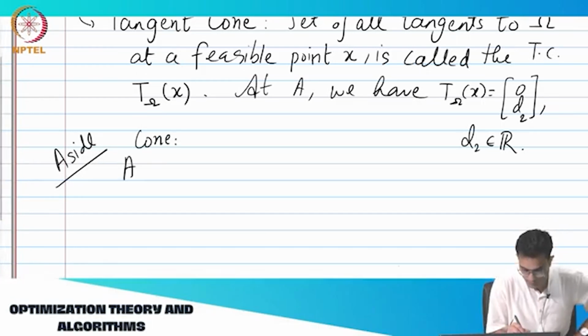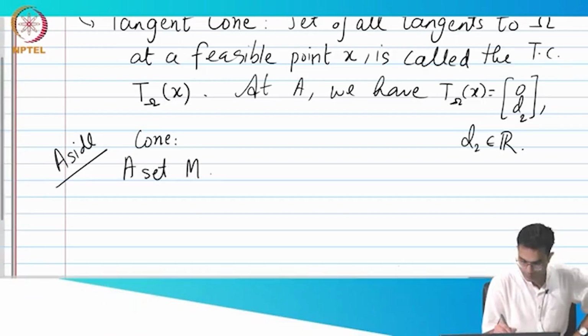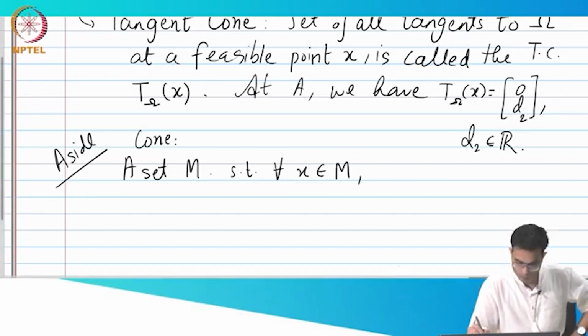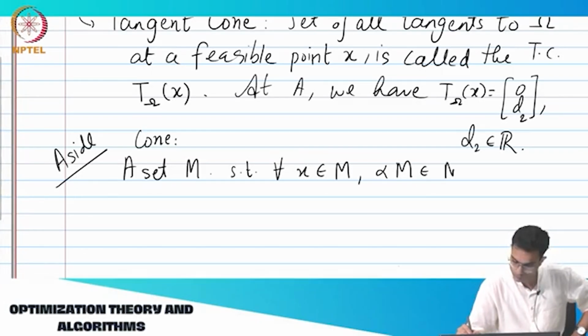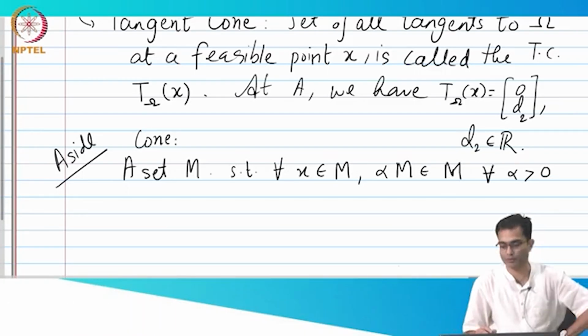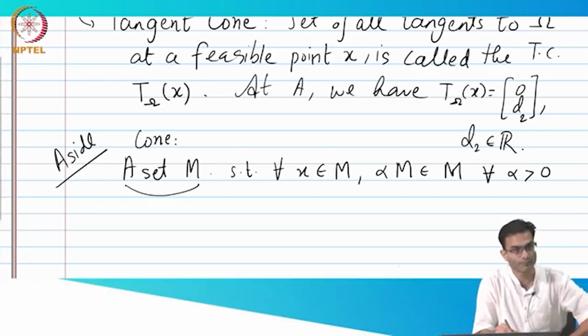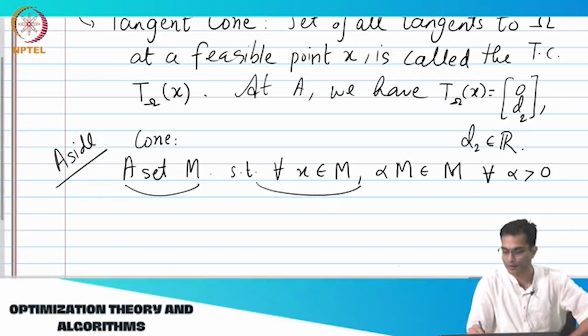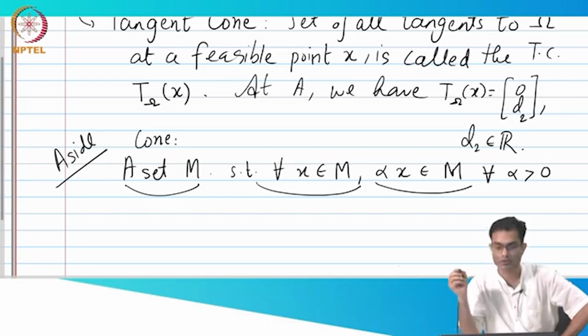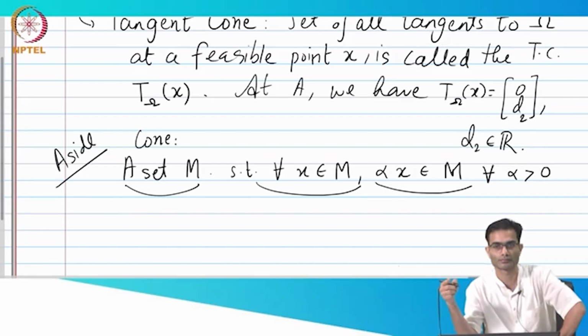So we say, okay, that's the definition of a cone. It's a set M such that for every x that belongs to that set, alpha times x also belongs to M, and alpha should be positive, right?